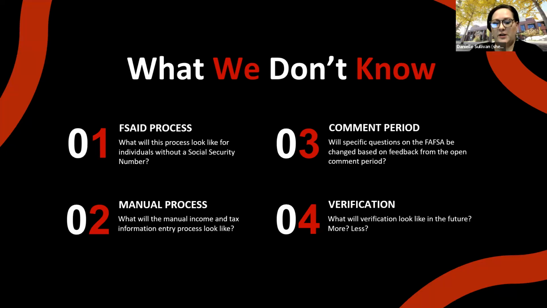And then verification. We have our criteria for the upcoming year, but we really don't know what it's going to look like in the future. The federal verification criteria is based on years of data, and that data is being wiped clean because this is a brand new FAFSA. So the Department of Education also doesn't really know what they want to verify in the future. So they've set some things for the next year, but moving forward, will those be the same? Will there be more verification, less? Those are questions we don't have answers to yet.